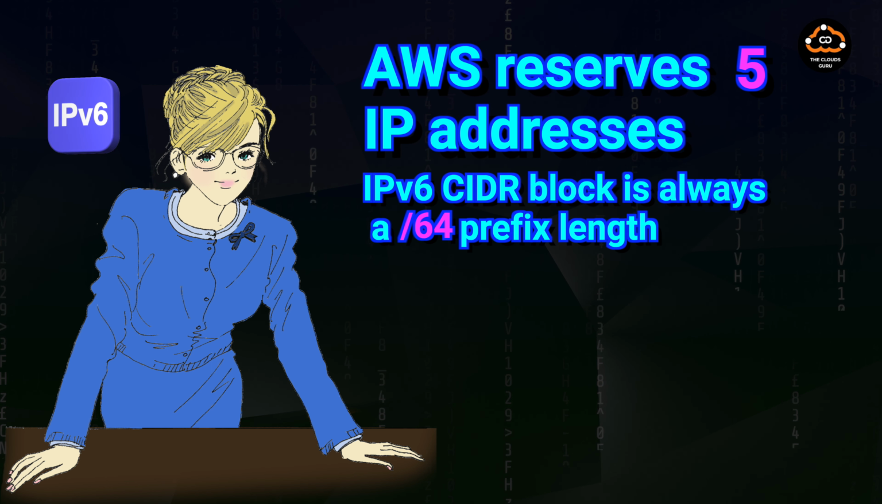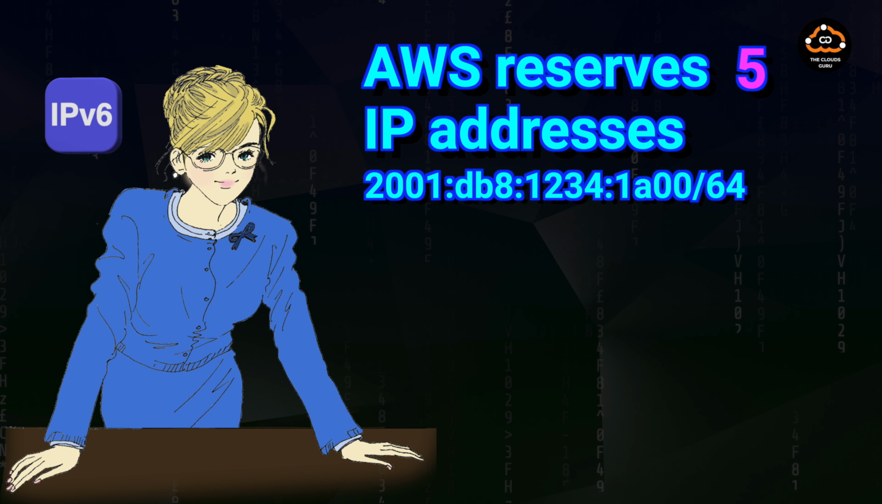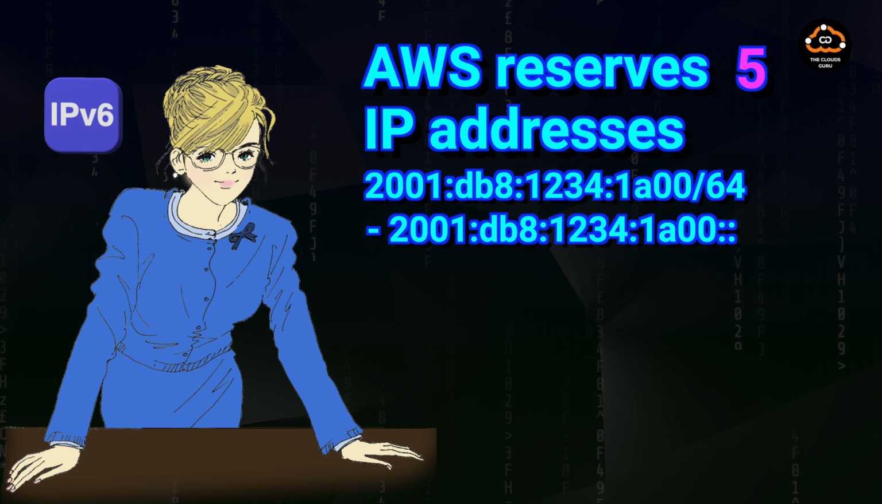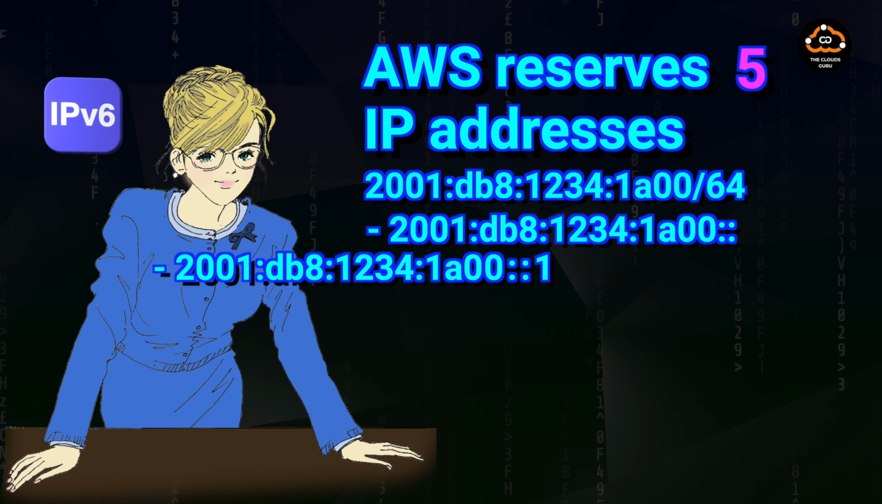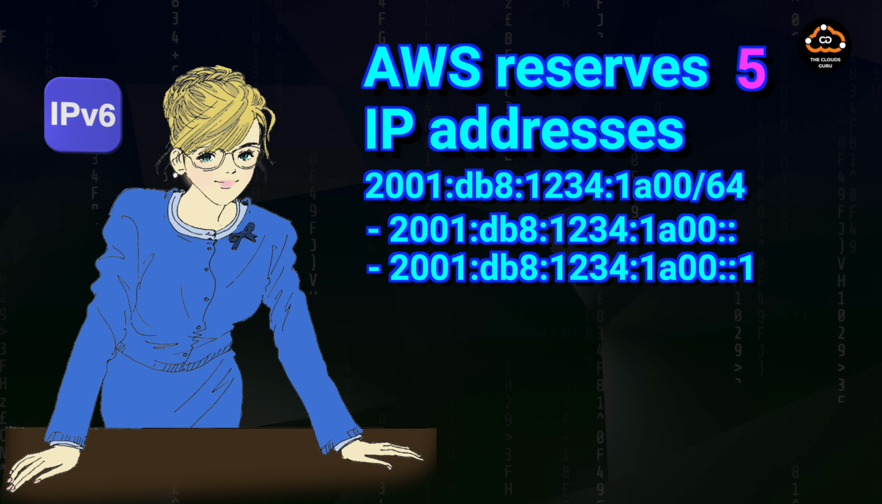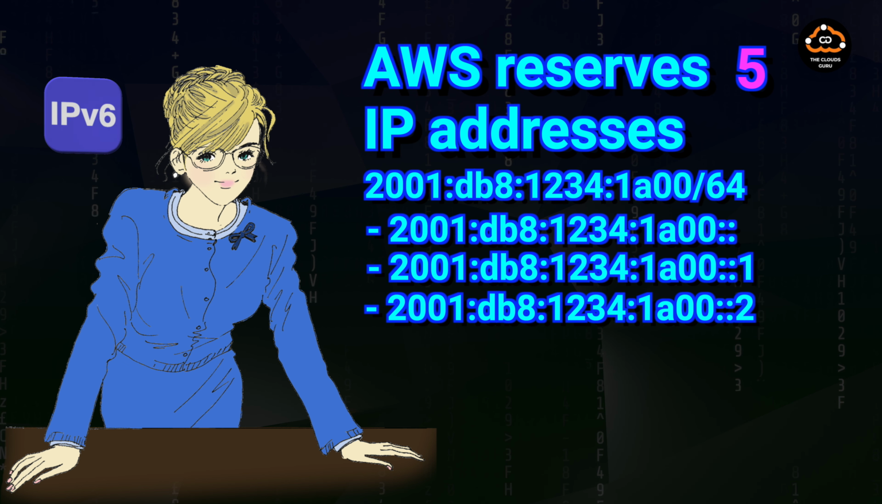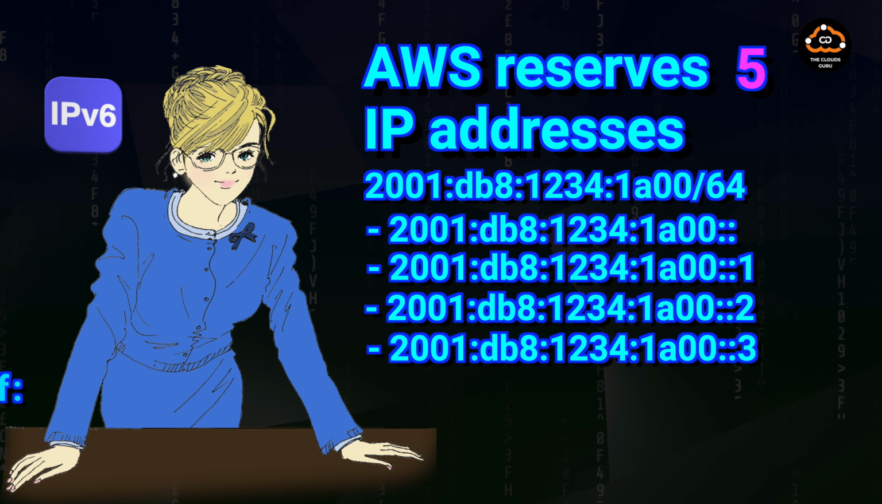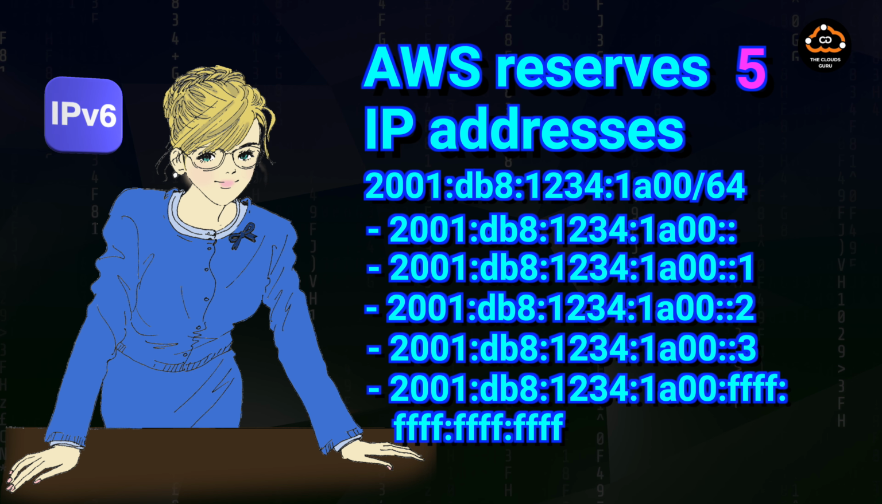IPv6. An IPv6 CIDR block is always a /64 prefix length. And similar to IPv4, AWS keeps aside the first 4 and the last IPv6 addresses in each subnet CIDR block. For example, on the screen you can see an IPv6 address /64. 2001:db8:1234:1A00:: is the initial address of the block. ::1 is set aside for the VPC router. The addresses ::2 and ::3 are reserved. The last address which is flashed on the screen has also been reserved.